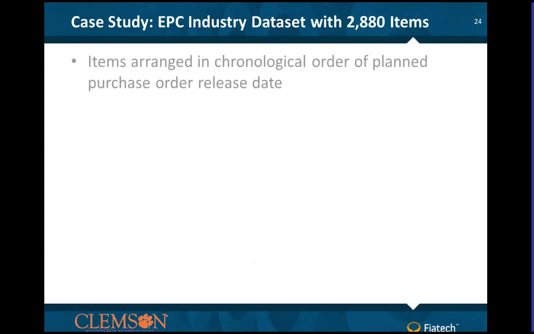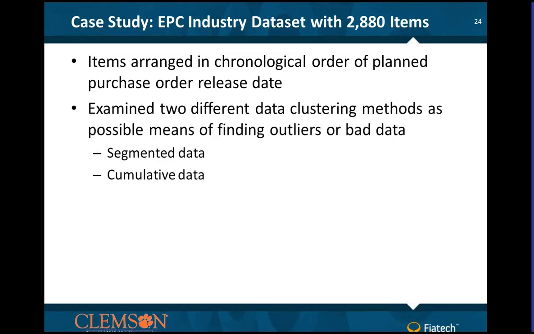So we take our industry data set, and we take all of the data and we sort it by chronological order of the planned purchase order release date. We kind of build like a timeline history by the PO release date. We realize that there could be some stuff in a project where you have bad things happening at one stage in the project that actually impact the rest of the entire project. Maybe there's a strike. Maybe there's a natural disaster. So one thing we wanted to look at in our research is, how can we cluster or cut up the data? Can we do it in a smart way to see if we can find any outliers or bad data that might be throwing our models off?